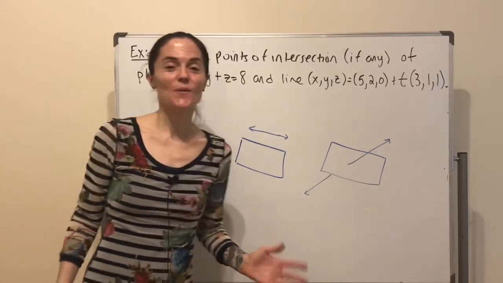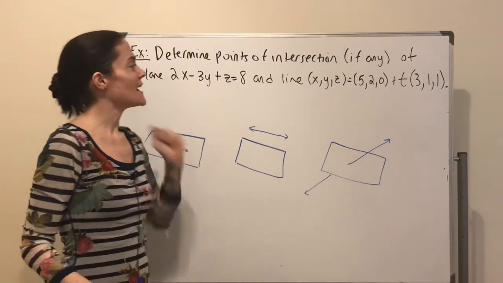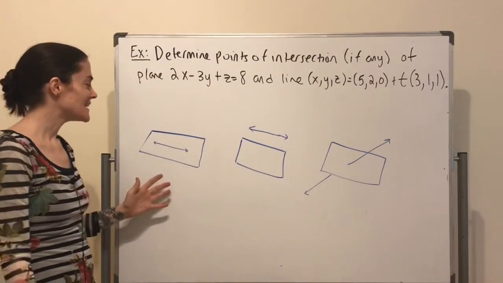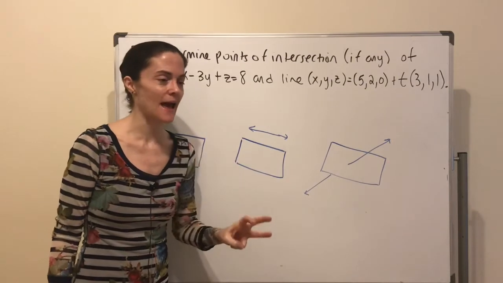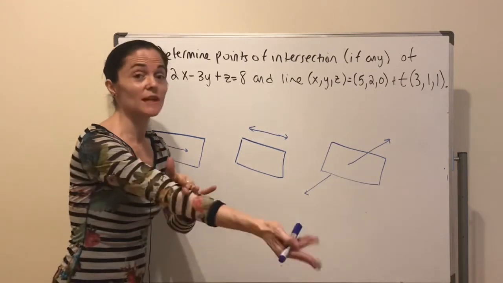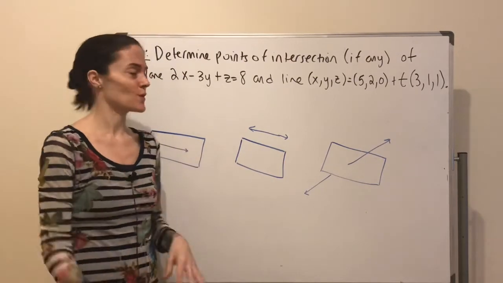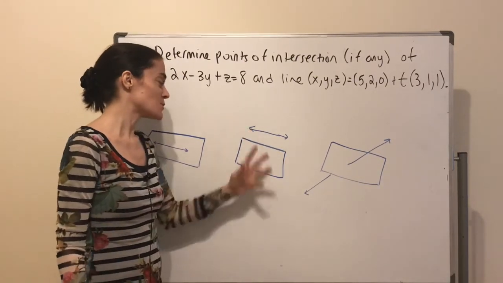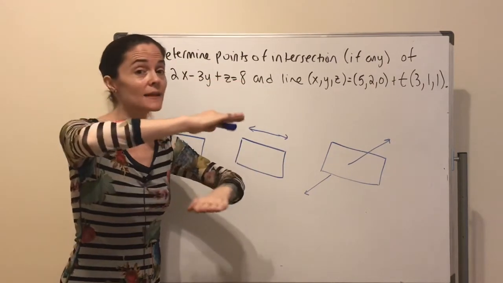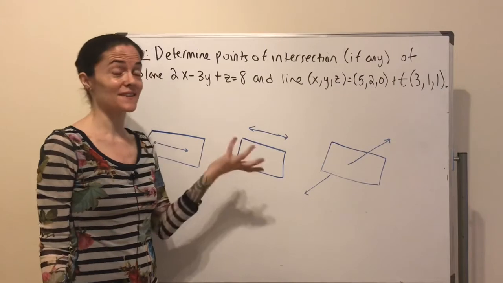Let's look at this example, which is asking us to determine points of intersection for a plane and a line. Pardon my art skills, but I've tried to illustrate the three things that can happen when you have a plane and a line. This is supposed to depict the line fully inside the plane, and then they would intersect in the entire line's worth. And this one is illustrating that the plane and the line are parallel, but the line is not inside the plane. Then they would have no points of intersection.